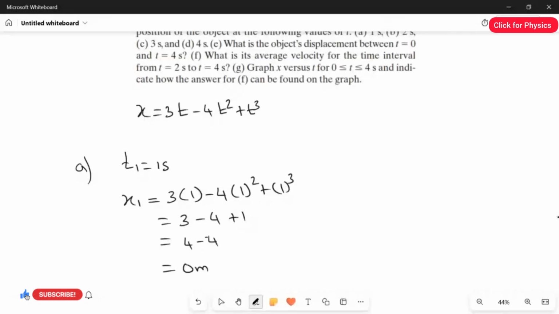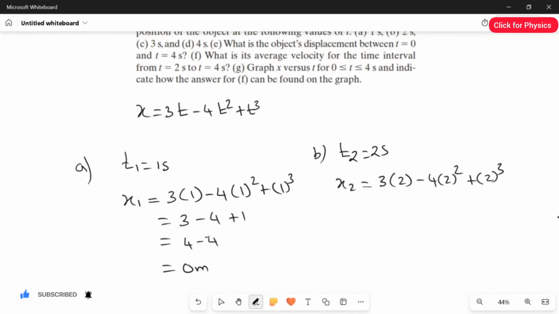Likewise, let's do the same thing for part B, at a time t2 equal to 2 second. This time when I substitute t equal to 2 second, I have to write this as x2. So x2 is equal to 3 multiplied by 2 minus 4 multiplied by 2 square plus 2 the whole cube. So what answer did we get here? 3 multiplied by 2 is 6, and minus 4 multiplied by 4 is minus 16, and then 2 power 3 is 8, so plus 8. When you simplify this, we get the answer for x2 as minus 2 meter.